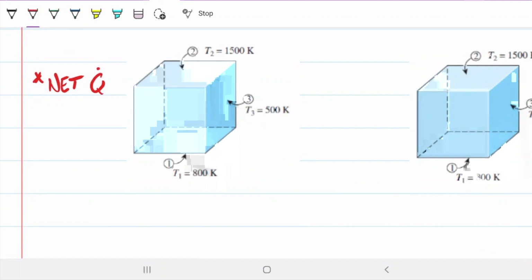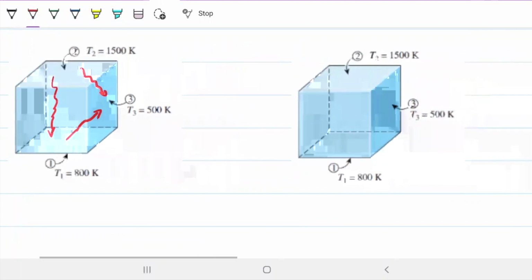So the top surface is the warmest of them all. The top is going to be delivering energy to the bottom, and it will also be delivering energy to the side surfaces, so all the sides there. And the bottom has the smallest temperature, so this won't be delivering any Q net. And T1 is going to be delivering to the sides as well. So that will be our graphical representation of what's going on.